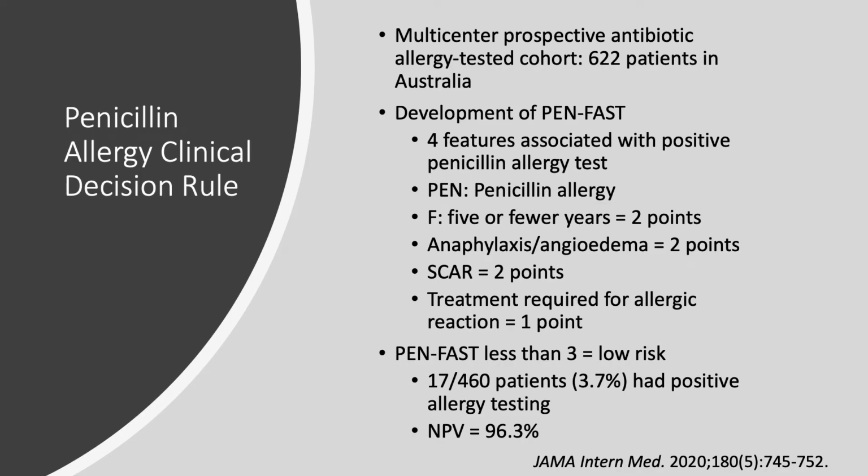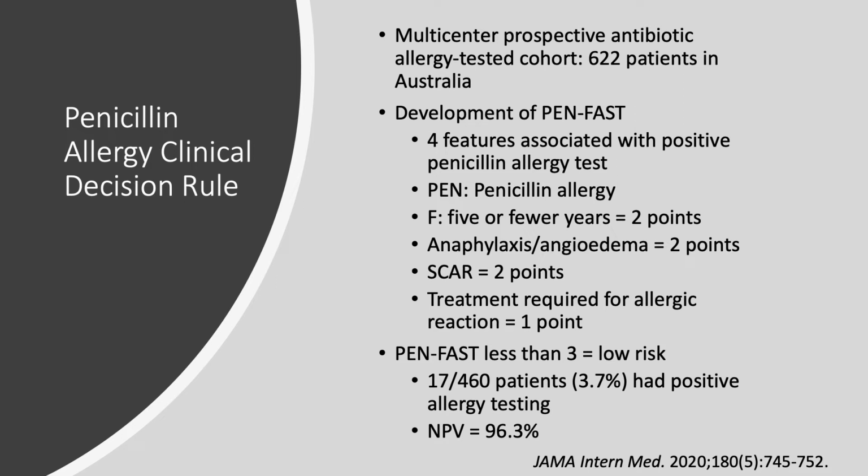So speaking of algorithms, this was published in JAMA in 2020, and this is a penicillin allergy clinical decision rule. It's a multi-center prospective antibiotic allergy tested cohort of originally 622 patients in Australia. And I have to say Australia because technically drug allergy outside the United States can be different than drug allergy within the United States. But then later on they did add Nashville, Tennessee as one of the sites. And they found this thing called PEN-FAST.